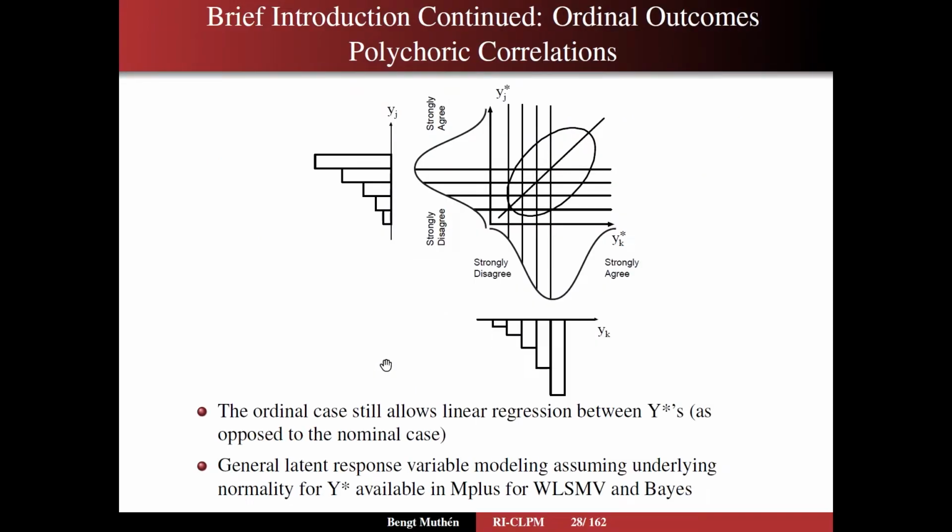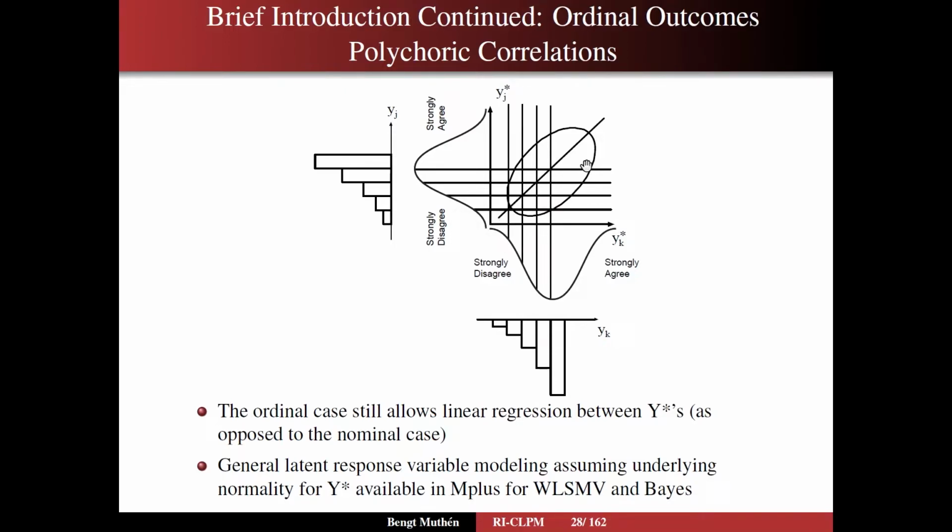Now you can generalize this idea of latent response variables to polytomous outcomes, so ordinal, ordered categorical outcomes. So here you have a picture of two variables, J and K, and the marginal distribution is like this. You have a high percentage at the highest category, 5 categories. So you have a ceiling effect. And with 5 categories, that means you can think of that as 4 thresholds on a continuous latent response variable Y star sub J. Likewise, for the other variable, you have a strong ceiling effect with 5 categories, so you have 4 thresholds here.